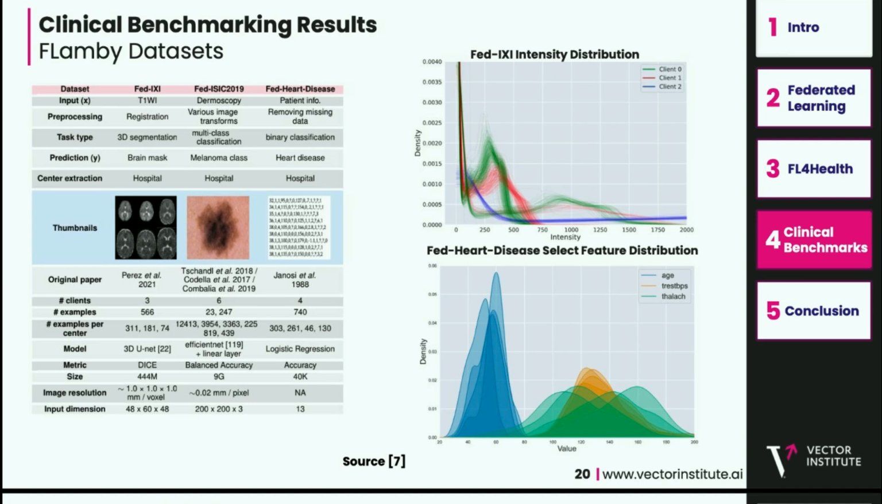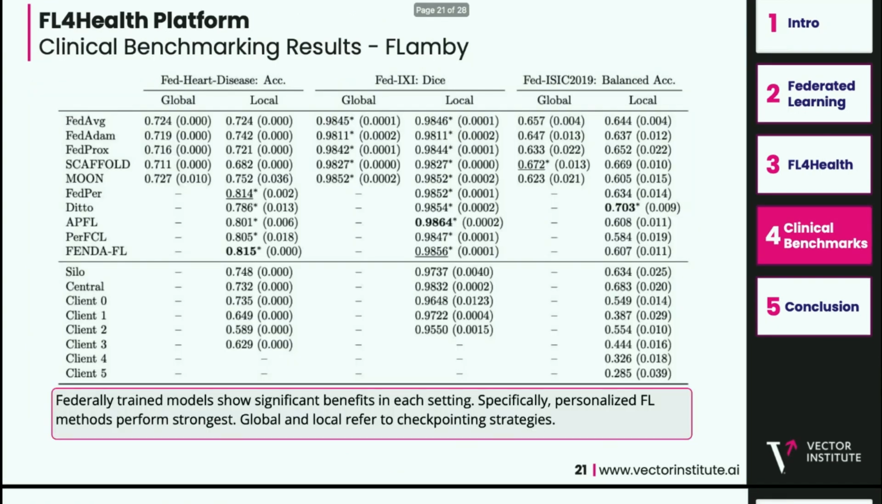On the right side, I've visualized, at the top there, the intensity distribution of the scans across the different hospitals for FedIXI, and you can see there's quite a bit of variation in the distribution of the data across the different hospitals, and you can see that again with the other figure there. So these are the results, and I know there's a lot here, so I'm going to walk you through it so it makes sense.